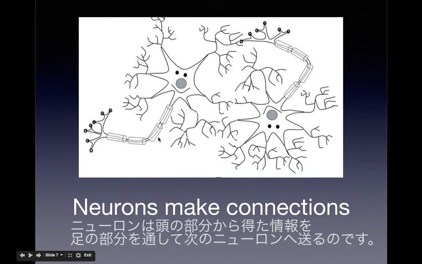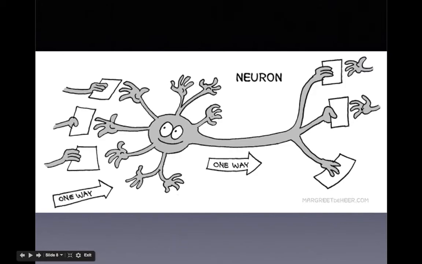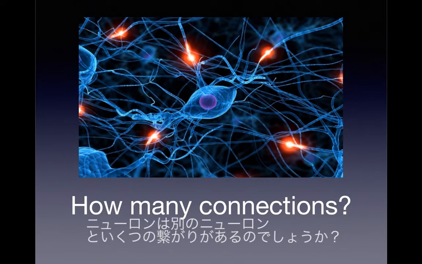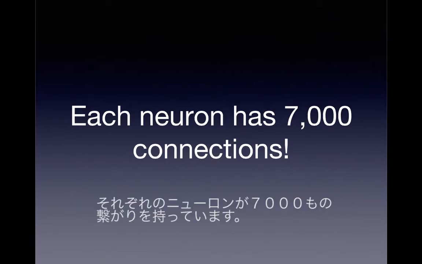All right, so they make connections, and neurons get information, like we just said, in through their head, and they pass it out through their feet onto the next neuron. Okay, and here we go. The information is all coming in through the head right here. It's gathering the information. It's going this way, and it's passing the information along to the next neuron. Okay, so how many connections are there per neuron? How many connections do you think there are? Well, each neuron has about 7,000 connections.